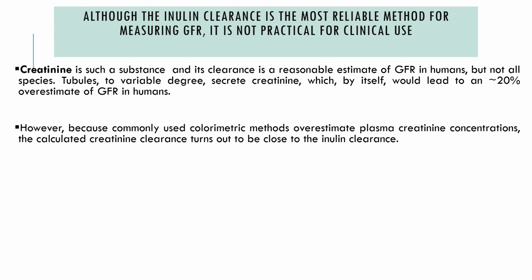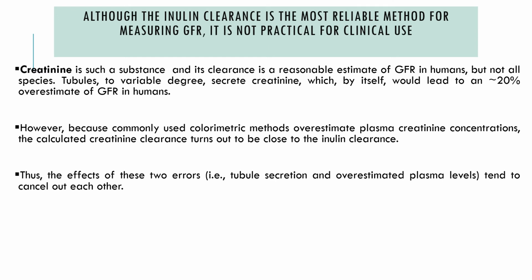However, because commonly used colorimetric methods overestimate plasma creatinine concentrations, the calculated creatinine clearance turns out to be close to the inulin clearance. Thus, the effects of these two errors, that is tubular secretion and overestimated plasma levels, tend to cancel each other out.